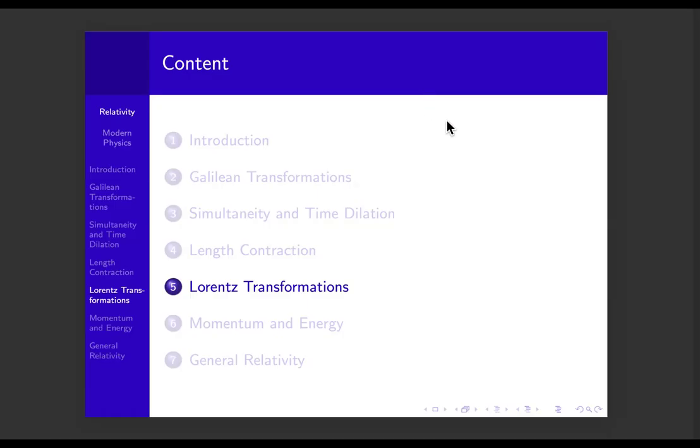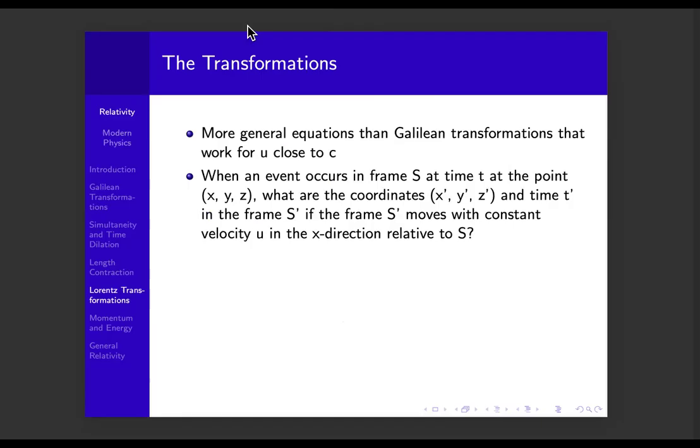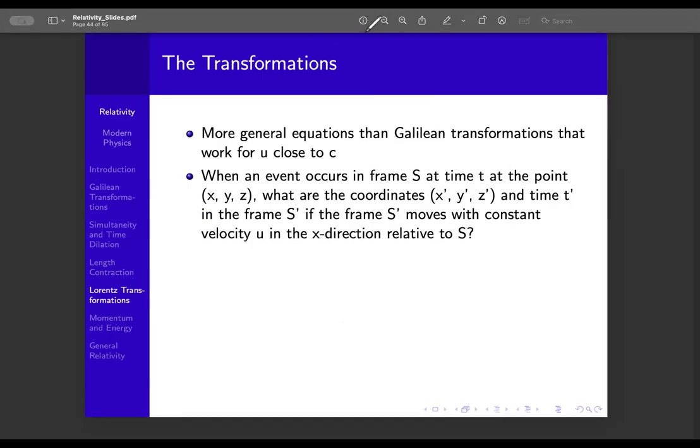Anyway, all right. Like I mentioned, the Lorentz transformations are just a more general version of the Galilean transformations, right? They account for both time dilation and length contraction. And so I want to draw a picture to illustrate all of this.